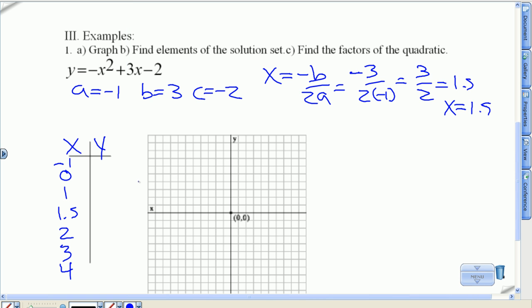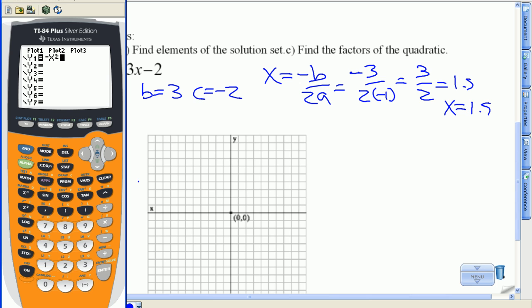Let me check it again. Nope, plus 3x. Plus 3x minus 2. Take a quick gander at the picture. Negative a makes it a sad face, so it's no surprise it's upside down. We're going to hit second table, and we're going to have to get these values in here.